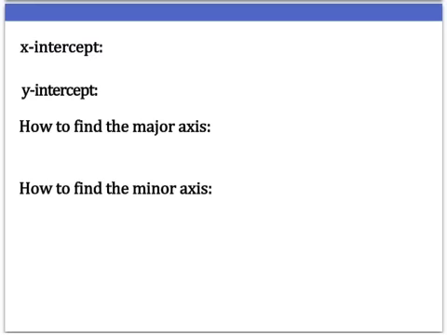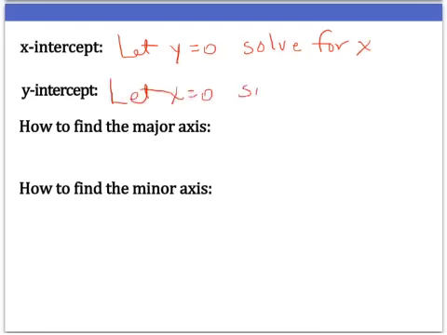Now, finding an x-intercept and a y-intercept for an ellipse is simply the same as finding it for a line. An x-intercept crosses the x-axis, so you're going to let y equal 0 and solve for x. For the y-intercept, you're going to let x equal 0 and solve for y, and that tells you where your ellipse will cross the y-axis.